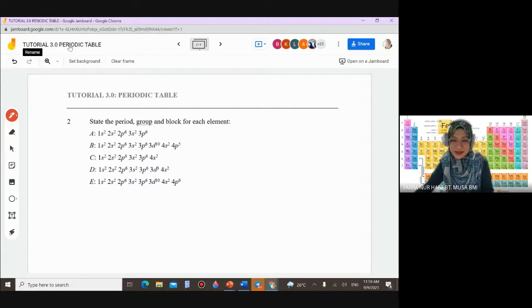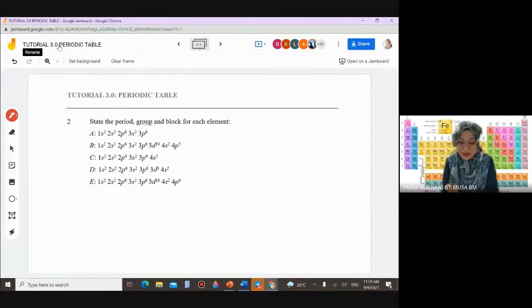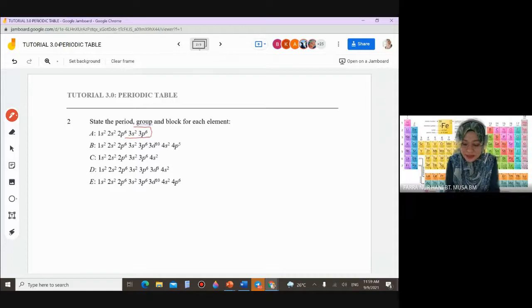Aisyah. Di mana Aisyah? Dia tepi toilet lagi. Mana Aisyah, Amira? Tak ada ke? Aisyah tak ada. Nur Aliyah Maisara ada. Aliyah Maisara. Yes, madam.